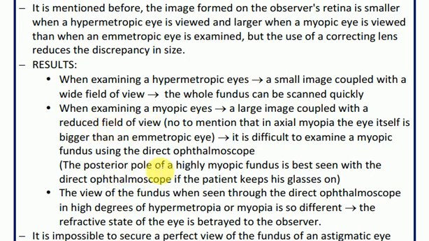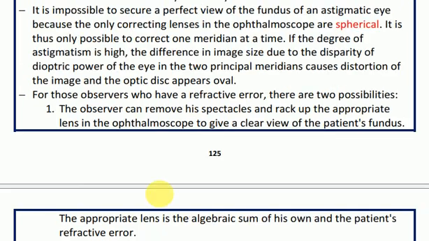So if you want to see the posterior pole of a highly myopic fundus, it is best seen with the direct ophthalmoscope if the patient keeps his glasses on. Now what about an astigmatic eye? We can only use the correcting lenses.